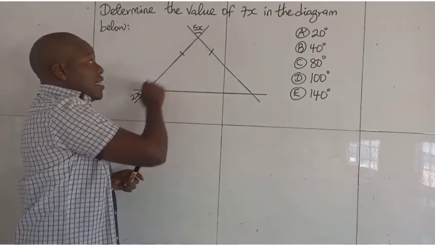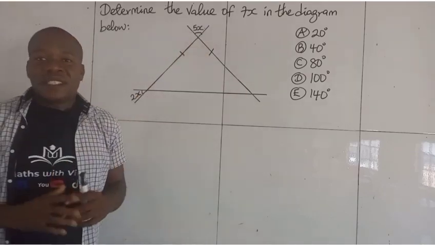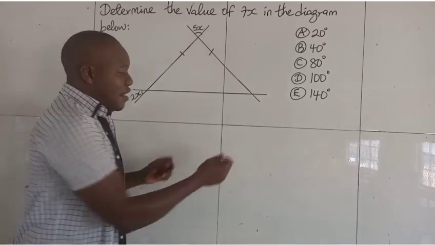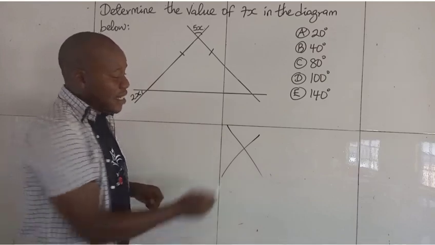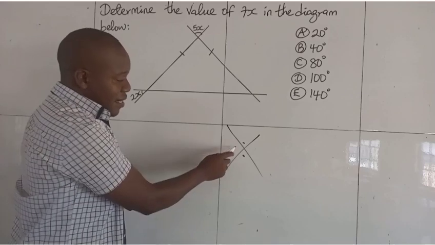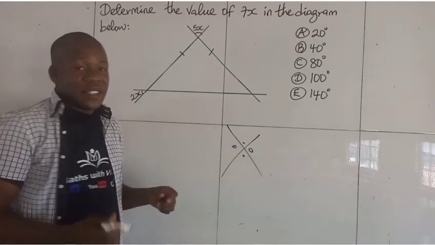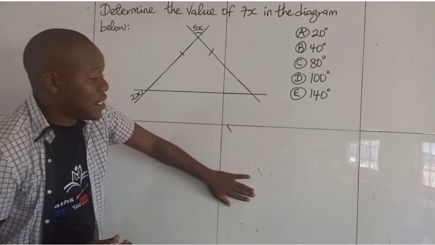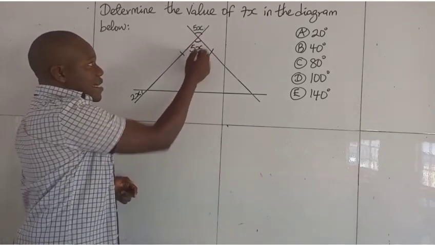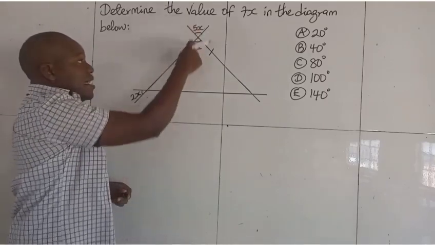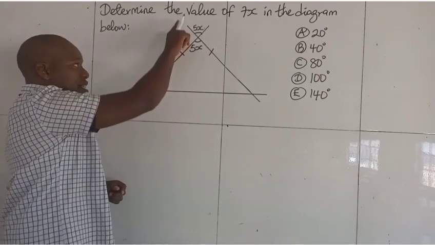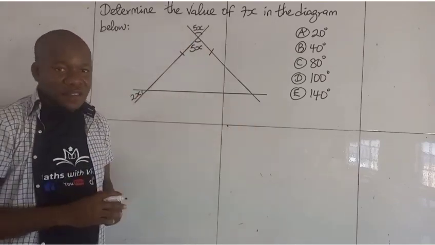Whenever two straight lines intersect, there is a property known as vertically opposite angles. If two straight lines cross themselves, this angle here must be equal to this angle here because they are vertically opposite. And this angle here must be equal to this angle here because they are vertically opposite. So if I apply that property here, it means that this must be equal to 5x. Why? This and this are vertically opposite. This is a straight line, this is another straight line, the intersection of two different straight lines.